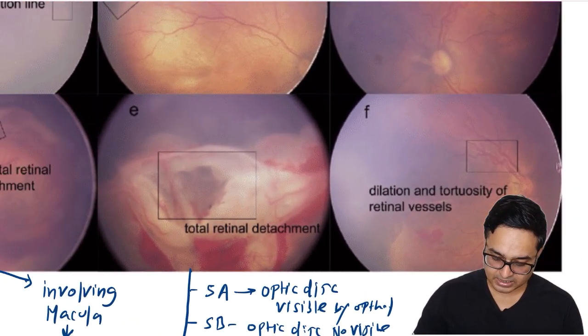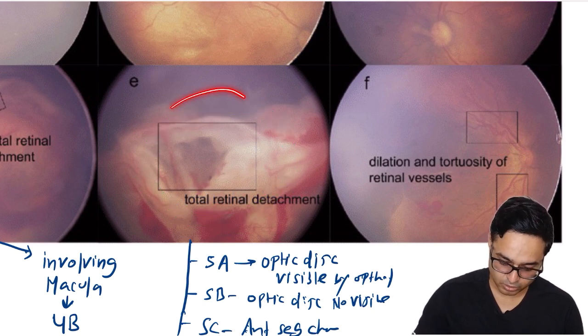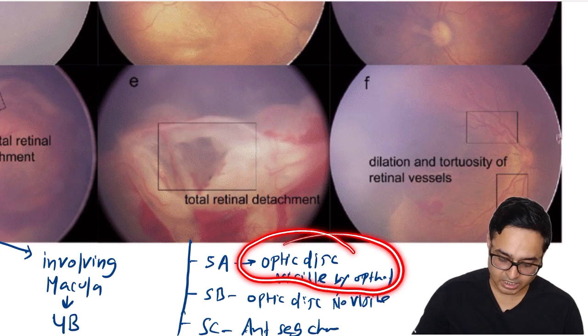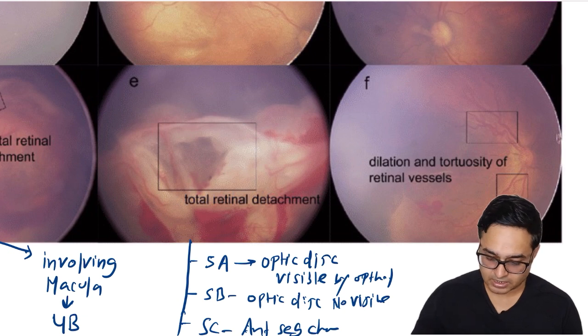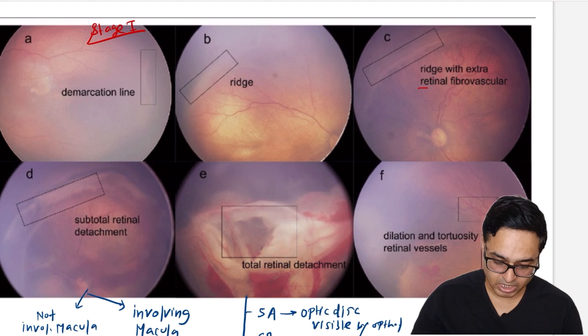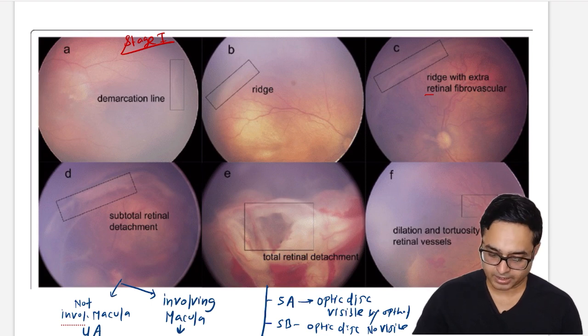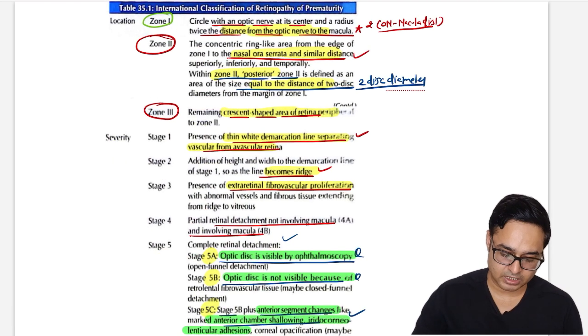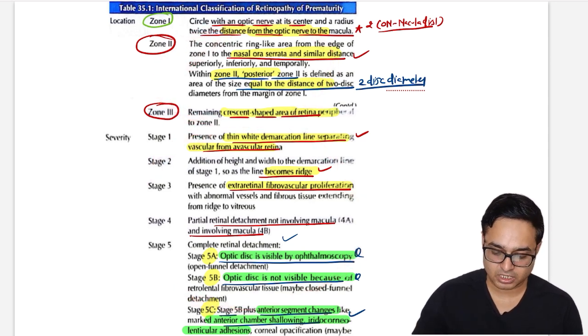Let's see this. This is actually total retinal detachment. This is the classical picture of total retinal detachment. 5A, optic disc is visible by ophthalmoscopy. 5B, optic disc is not visible. And 5C, anterior segment changes. Dilatation, tortuosity of retinal vessels you are able to see in this image. So you have to go through all these images; these can be asked in exam and are important from a practical point of view. So we have understood what the zones look like, what the zones are, and what the severity staging in ROP is. Okay, so this we have understood.